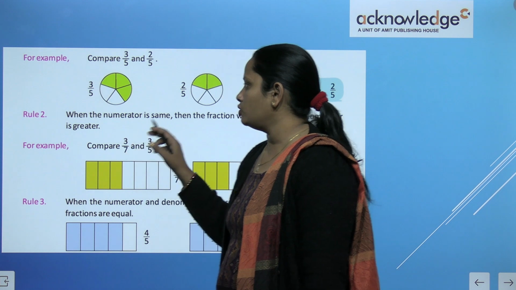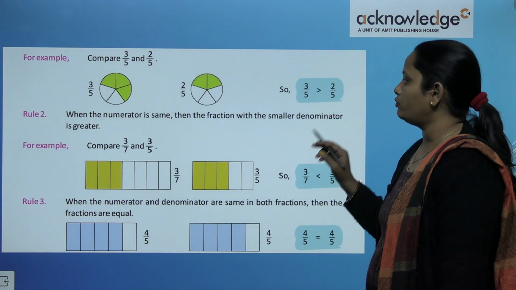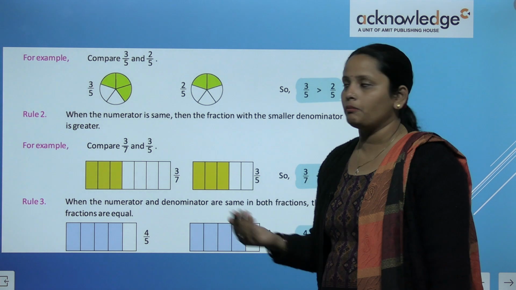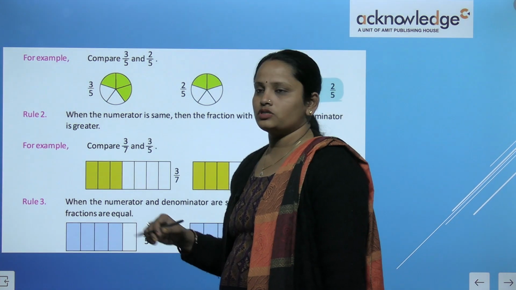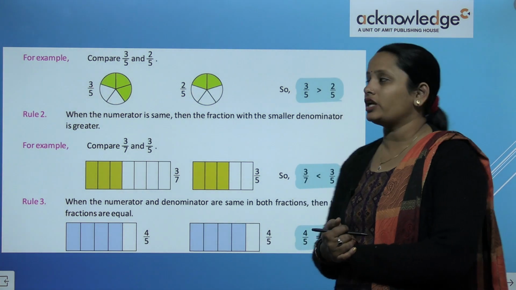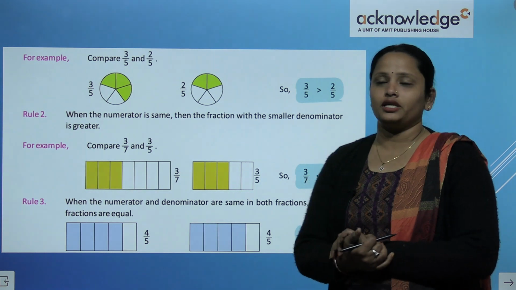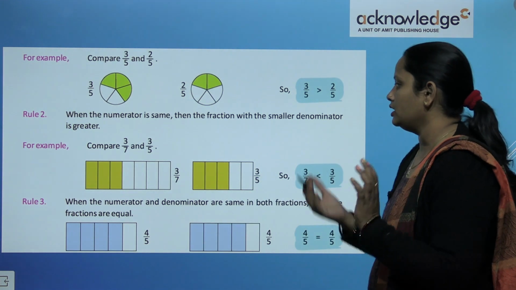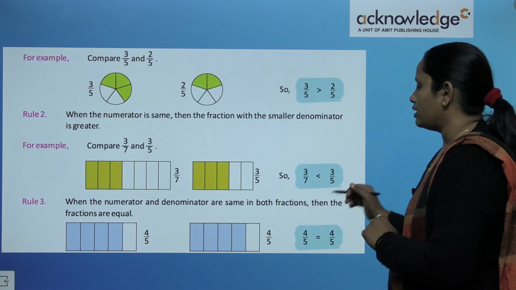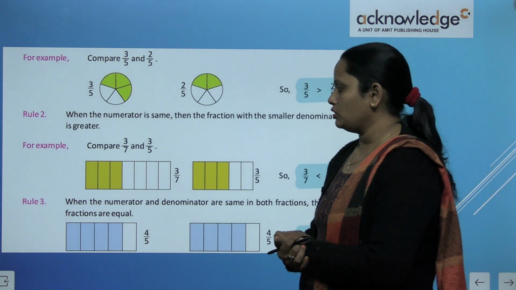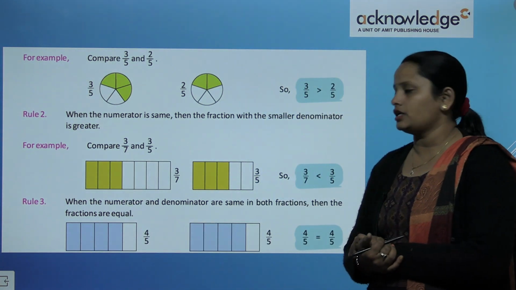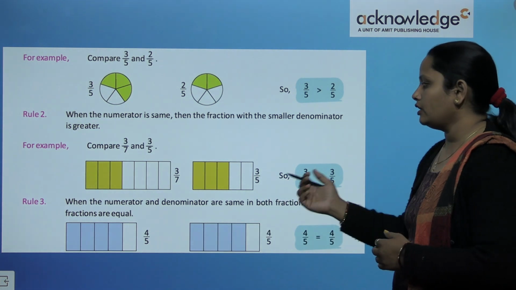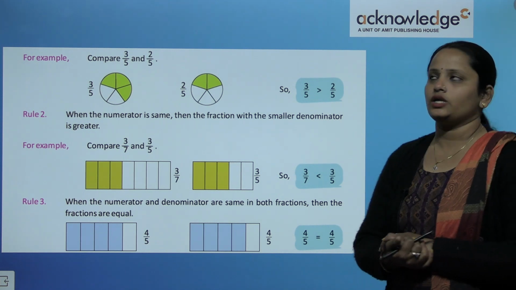Now rule number 2 क्या कह रहा है? When the numerator is same. जब दोनों के numerator same हों, then the fraction with the smaller denominator is greater. जिसका भी denominator छोटा है वो number बड़ा कहलाएगा. For example 3/7 and 3/5. अब आप देख सकते हो इन दोनों के numerator same हैं, but denominator एक का 7 है और एक का 5 है. जिसका छोटा denominator है, मतलब 3/5, वो एक बड़ा number है. So 3/5 is greater. Now rule number 3, what it says? When the numerator and the denominator are same in both fractions. जब numerator और denominator दोनों ही same हैं, 4/5, 4/5, then the fractions are equal. तो ऐसा fraction क्या कहलाता है? Equal कहलाता है.